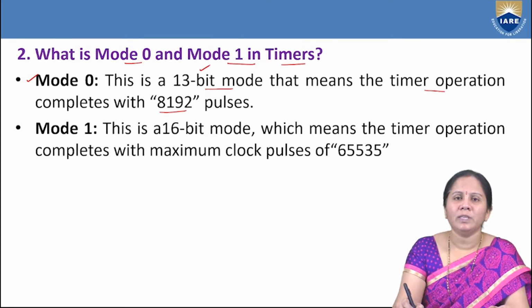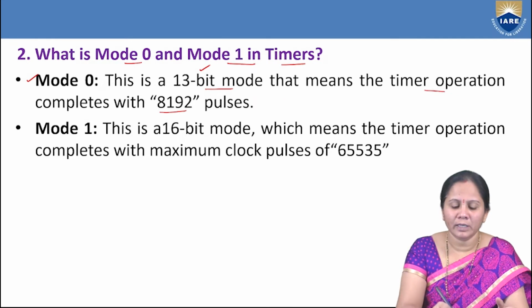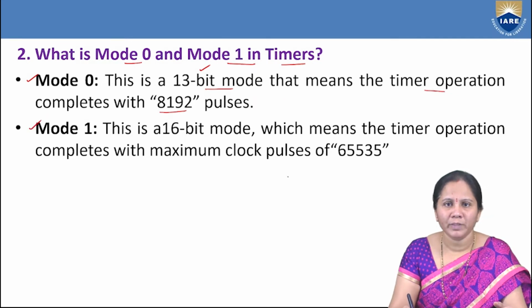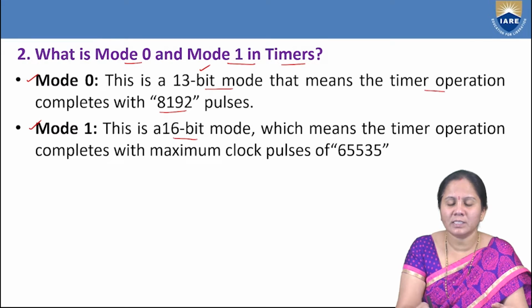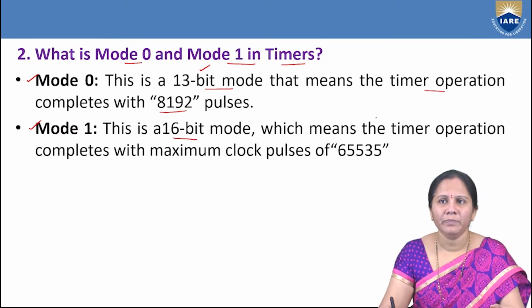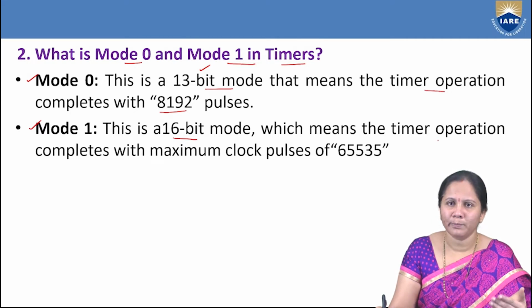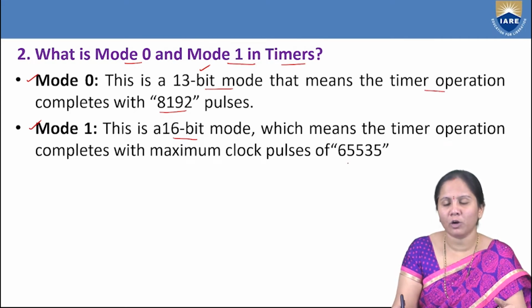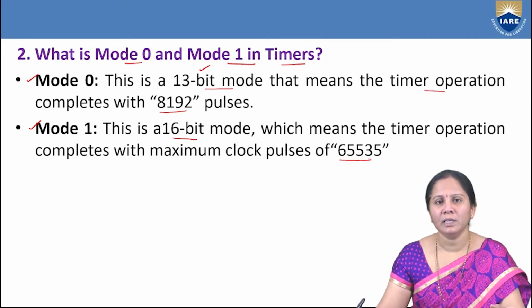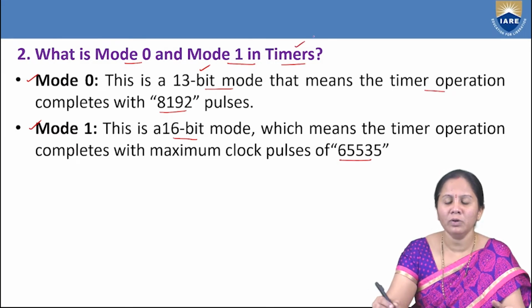Now, when the timer is operating in mode 1, it will be acting as a 16-bit timer. So it is going to complete the execution with the help of pulses. So the number of clock pulses will be 65,535. So these are mode 0 and mode 1, the different modes of operation related to timers.